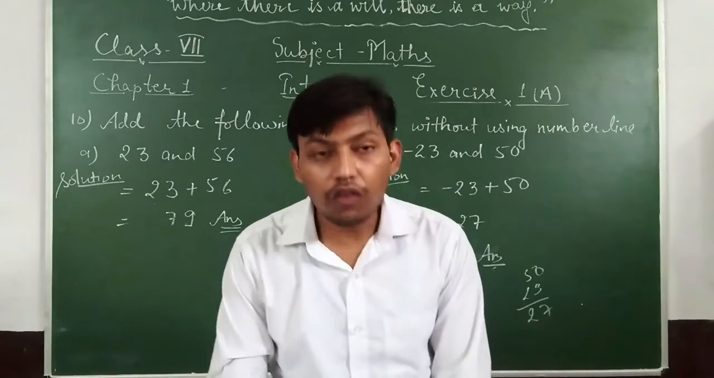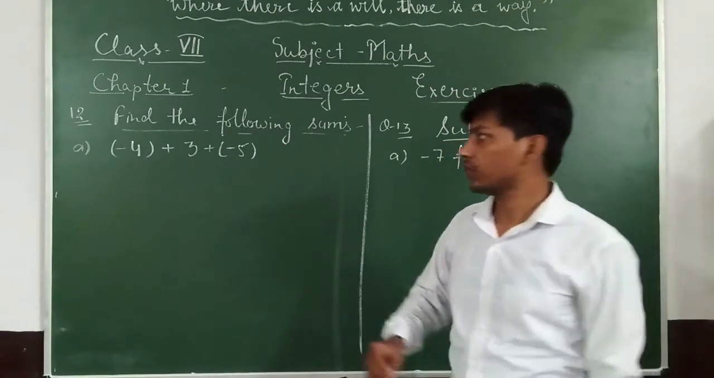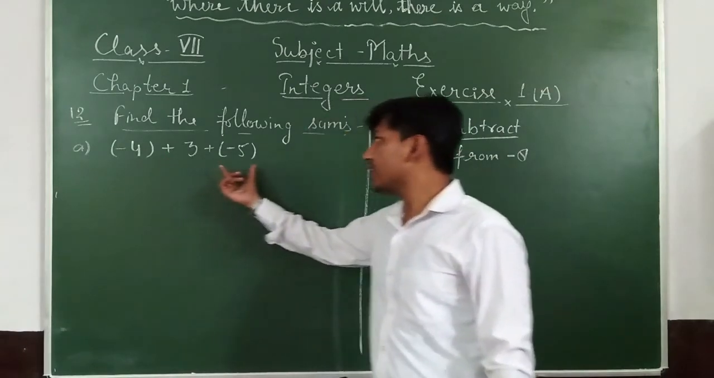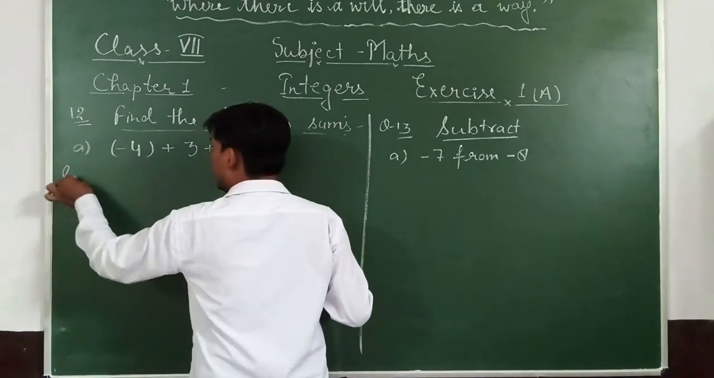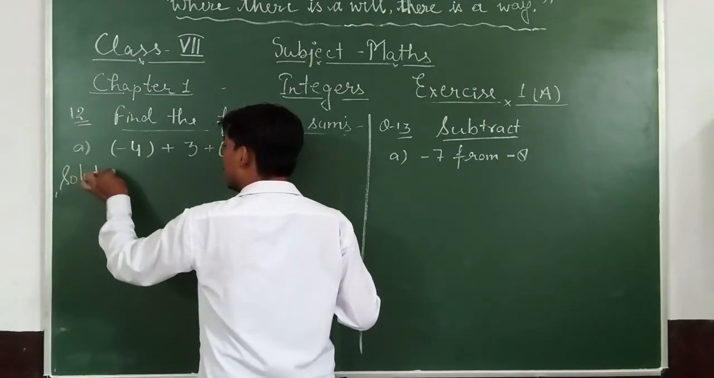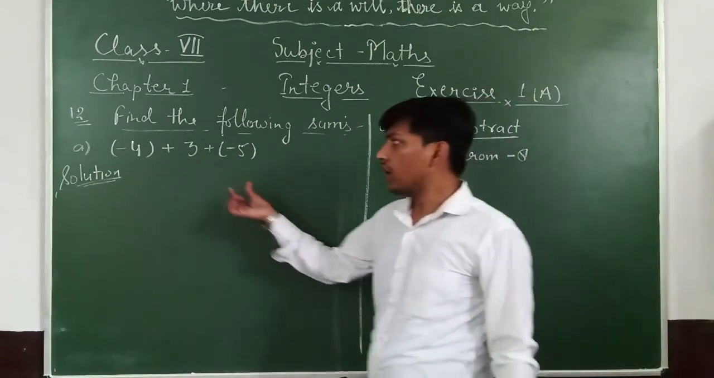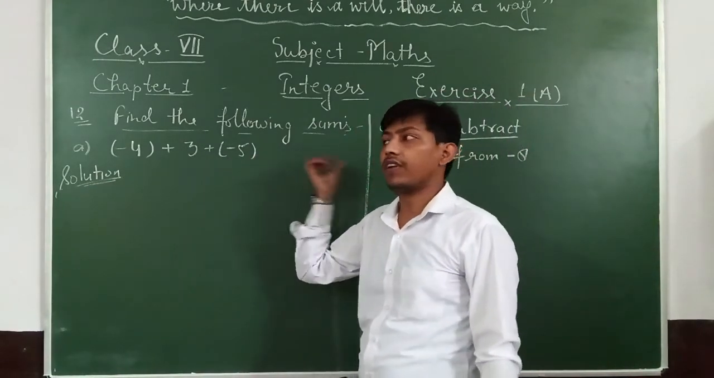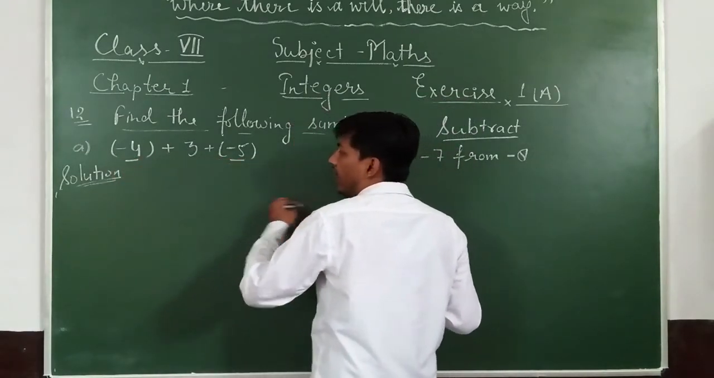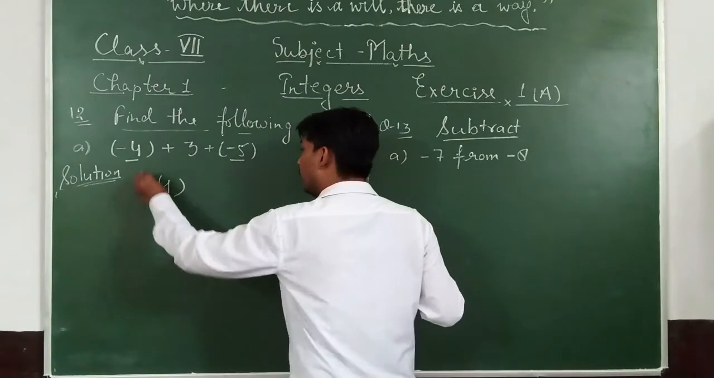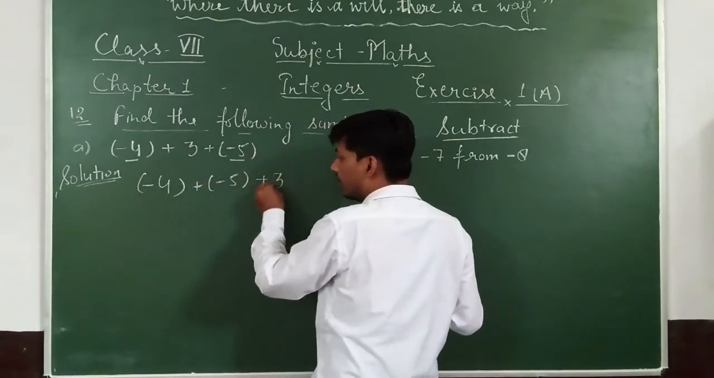Now we will solve question number 12. Question number 12 is: find the following sums. So we have to find the sum of these. To solve this type of question, first we arrange all the negative integers together and all the positive ones after that. So here 2 integers are negative, so arrange them: minus 4, minus 5, plus 3.